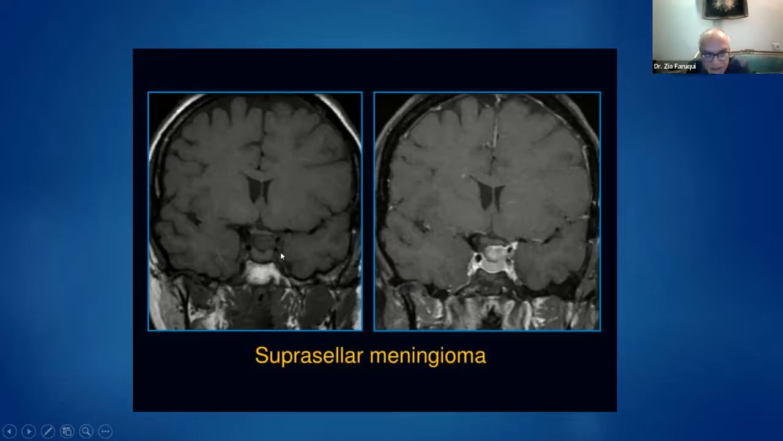And you can see on the T1, it's actually better seen, but you can also see it on the post contrast. You can see the normal pituitary gland with the concavity upwards. So this is not a sellar lesion. The pituitary gland is entirely normal, and this is a suprasellar meningioma.